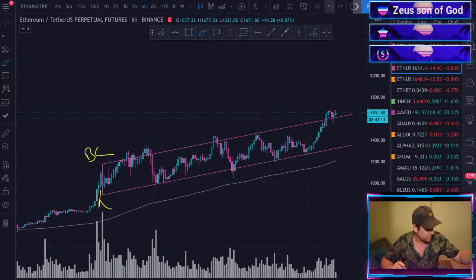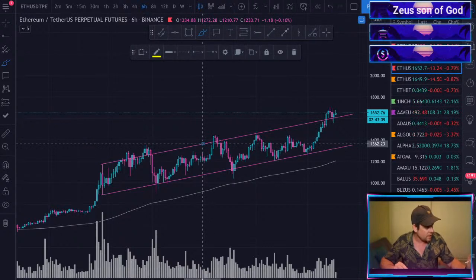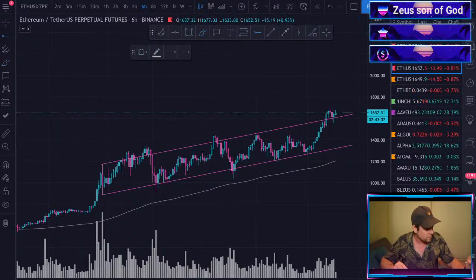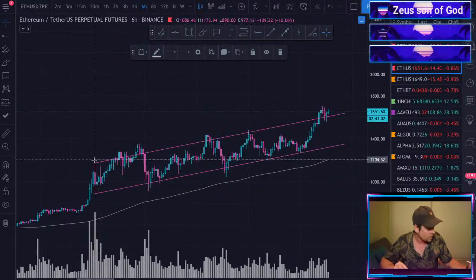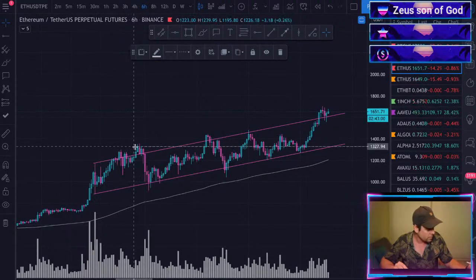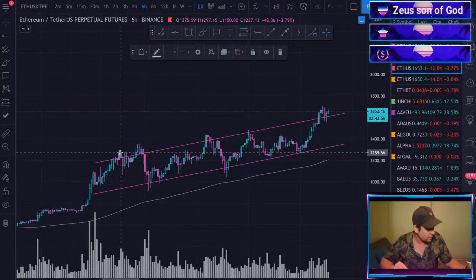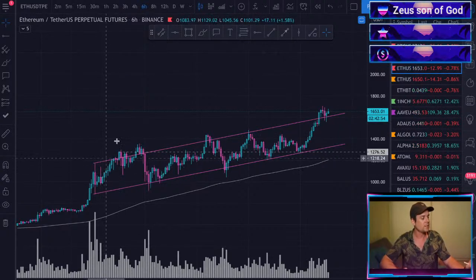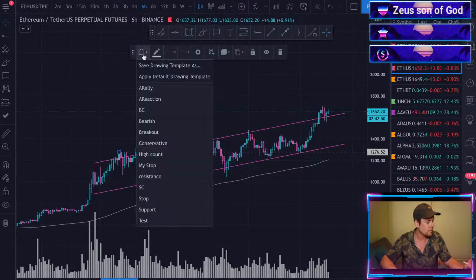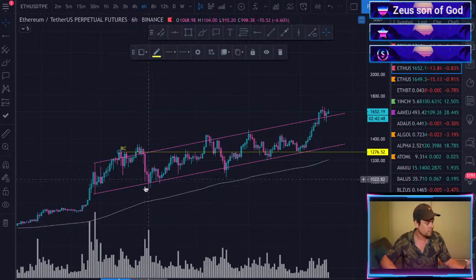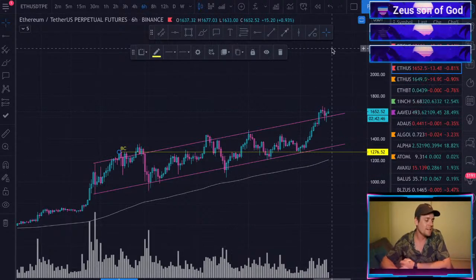Let me just clean up some of the drawings here. As it came in, right around here, right before the sell-off. Well, somewhere around here. Anyways, it held support there. We can call that the buyer's climax. And then we got a nice bounce off of that level.